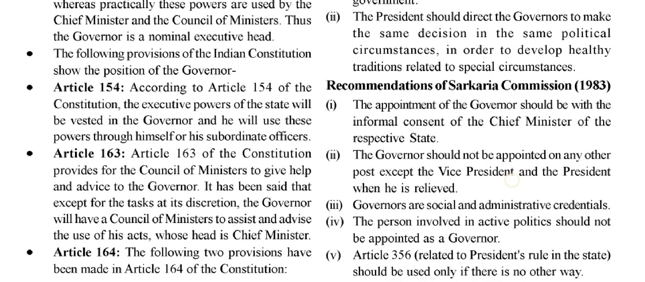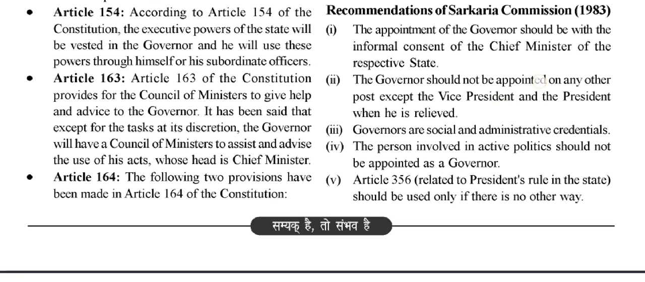Article 154. According to Article 154 of the Constitution, the executive power of the state will be vested in the governor and he will use these powers himself or through his subordinate officers. Article 163. Article 163 of the Indian Constitution provides for the Council of Ministers to give help and advice to the governor. It has been said that except for tasks at his discretion, the governor will have a council of ministers to assist and advise him in the exercise of his functions, whose head is the chief minister.